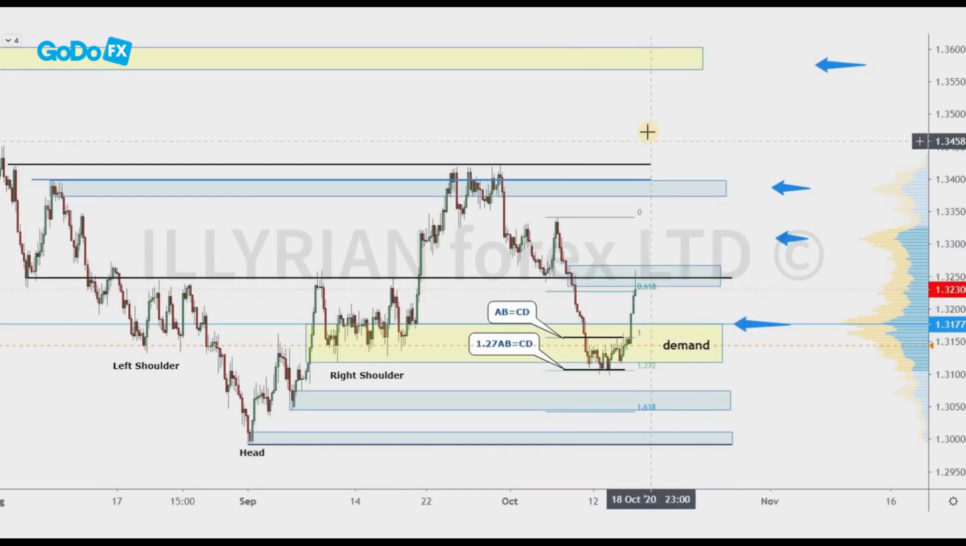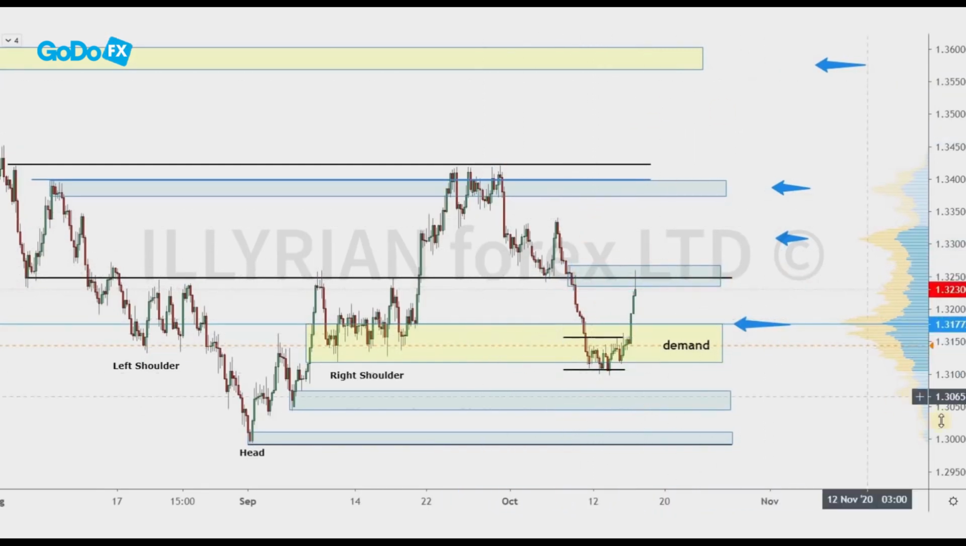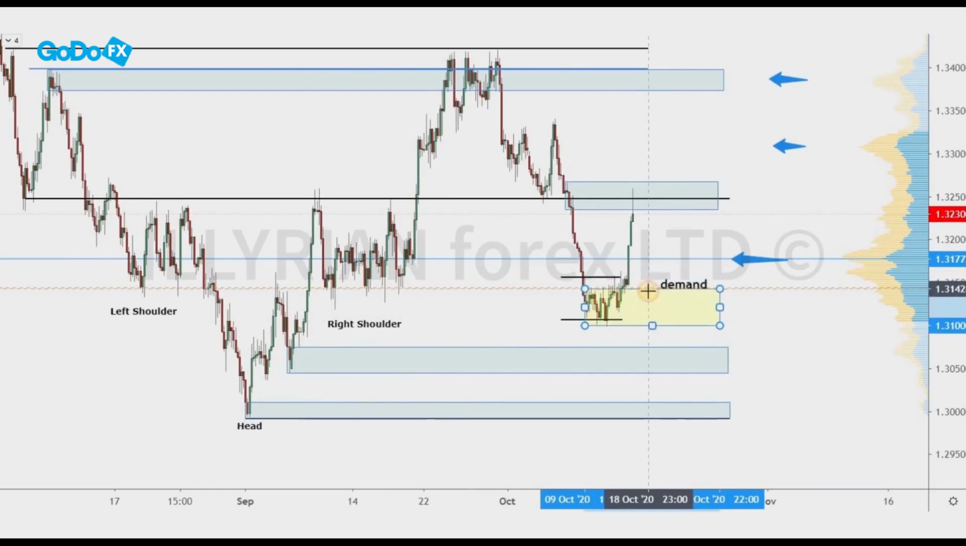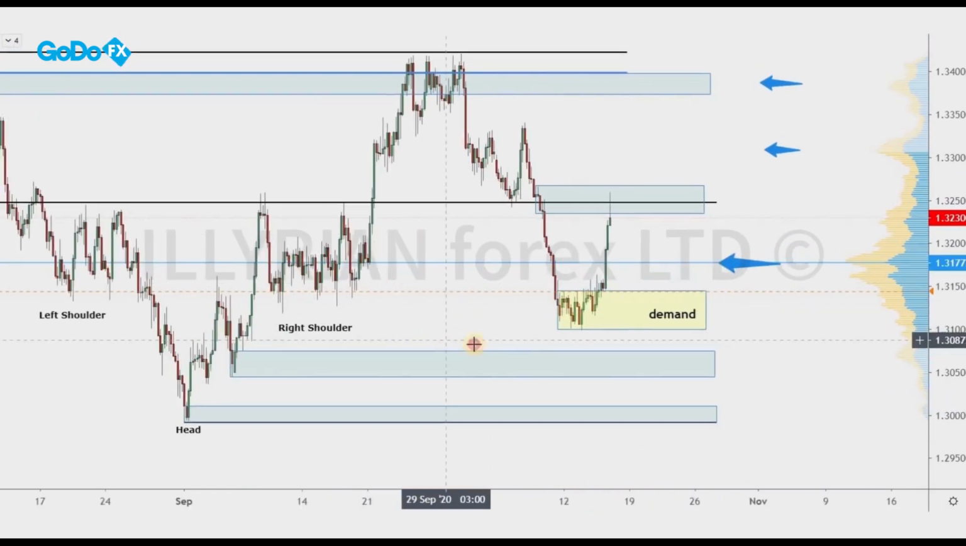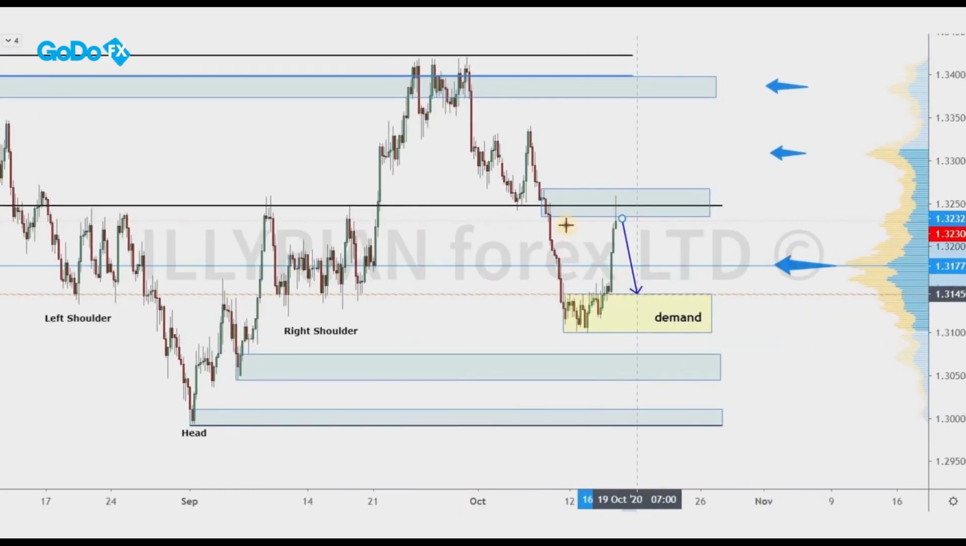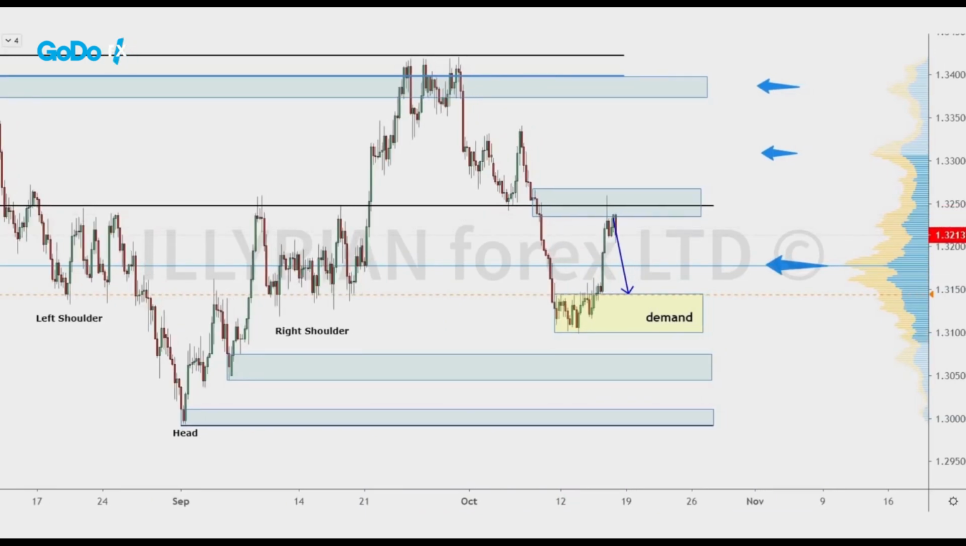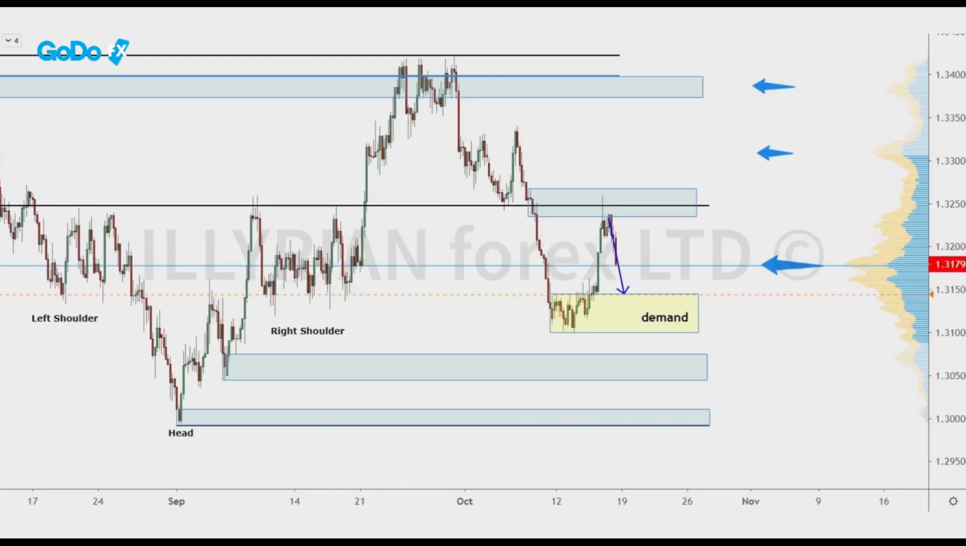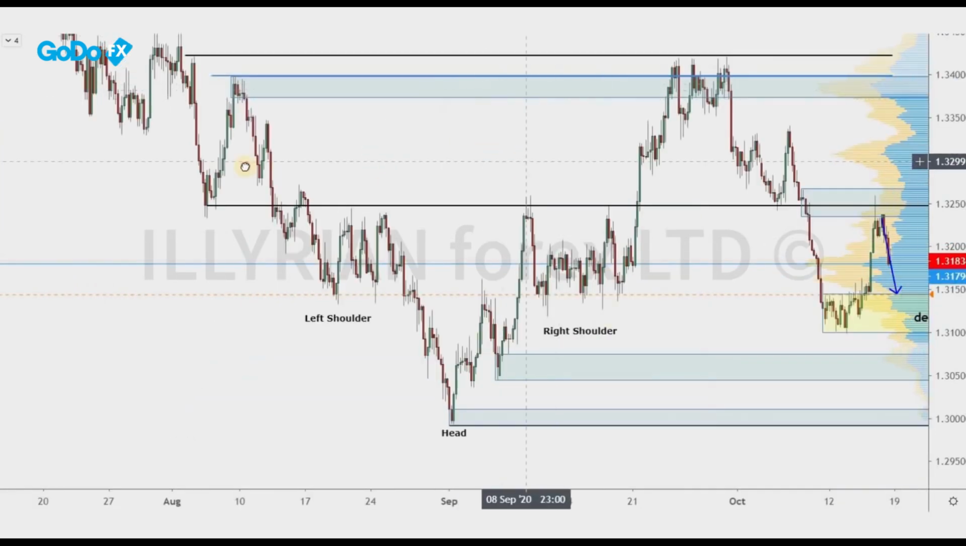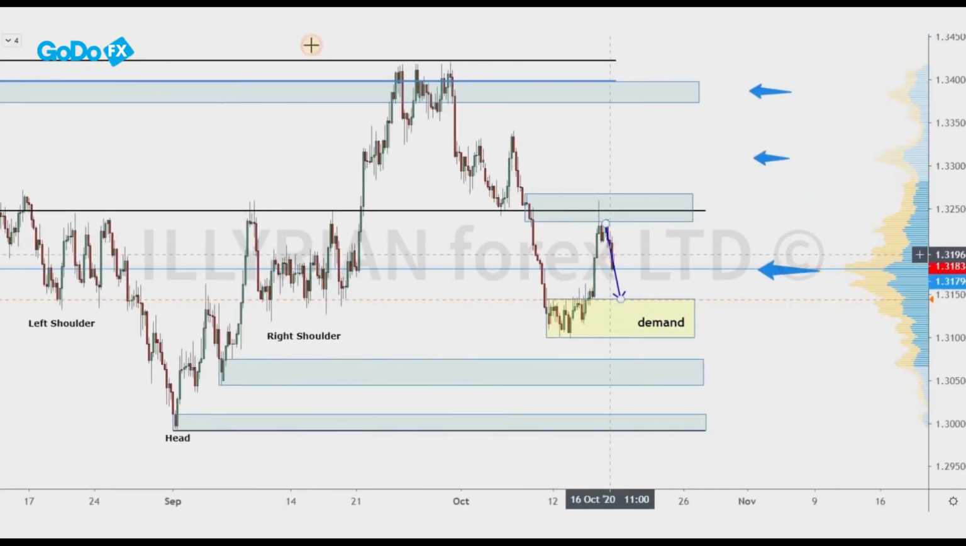Price touched the supply and resistance zone. We expected that pullback, and that offered us a short-term sell trade. Now price is at the POC, point of control. We have two bullish scenarios here.